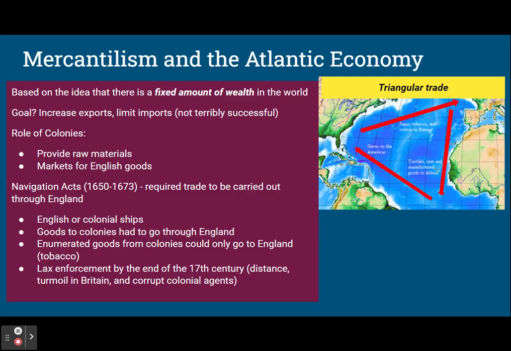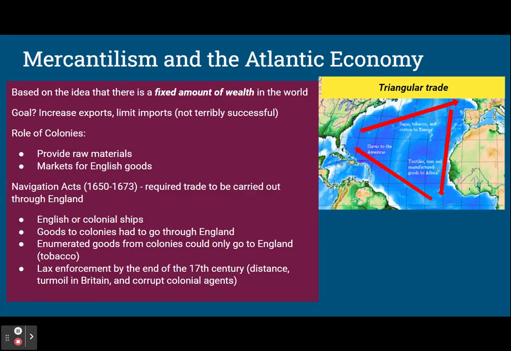Now, here's the thing. The enforcement of these navigation acts was extremely lax in the late 17th and early 18th centuries. There are a few different reasons for this. First of all, the distance just made it really hard to regulate. On top of that, Britain was in a great deal of turmoil between 1642 and 1763. Not only did they have a civil war and a revolt that ultimately led to a new reigning monarch, they also had four wars with France.